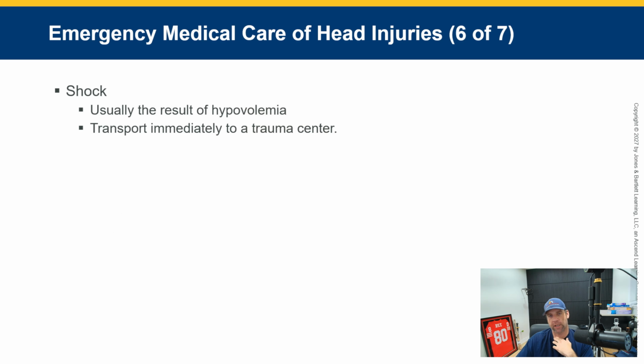Shock. Shock in a patient with a head injury is usually caused by either blood loss from another injury, because it's so significant, or some type of neurogenic shock, where there's actual damage to the brain or spinal cord causing massive systemic vasodilation. Okay.